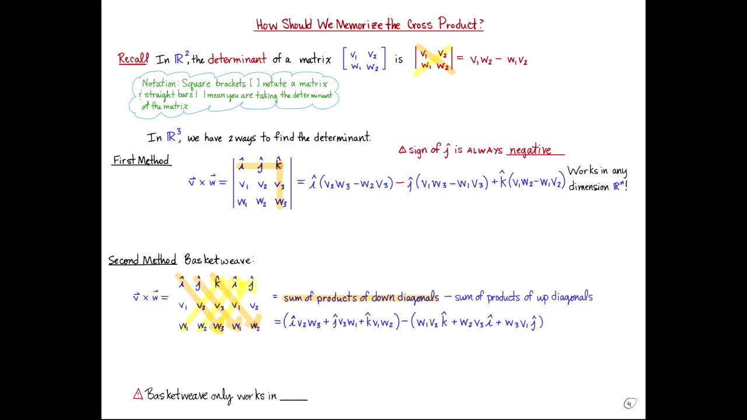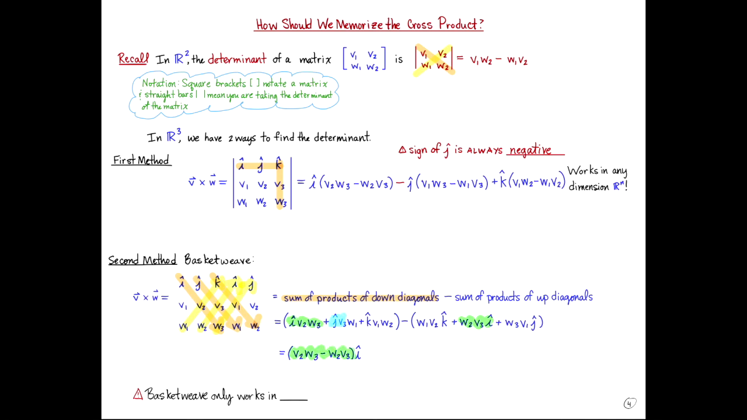From here, we have to group our like terms. We need to get all of our i's together, all of our j's together, and then all of our k's together. Looking at our i terms, we have V2 W3 minus W2 V3 times i.